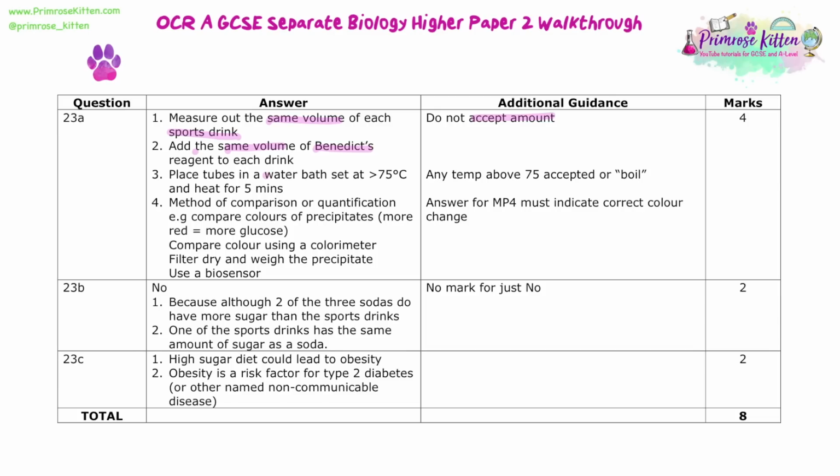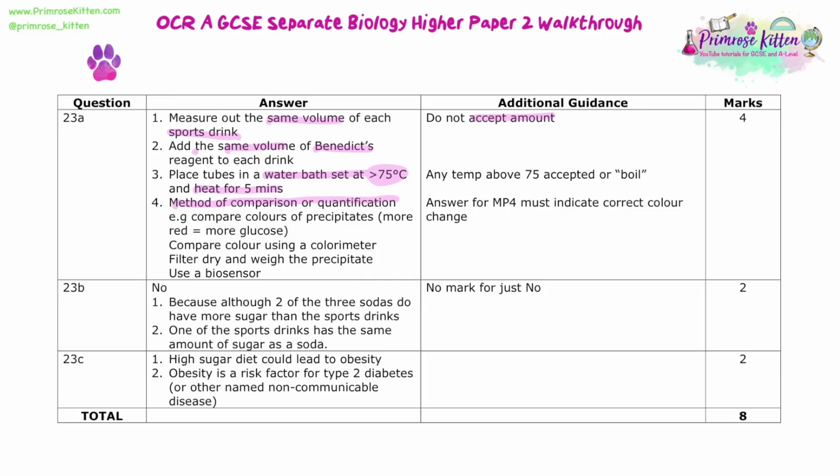Then we get a mark for talking about the water bath at more than 75 degrees. If you said anything above 75, you got the mark. So we said 80, so that's fine. Or the phrase boil, because that suggests going up to 100 or near 100, so that also counts instead of a specific temperature. And then heat for 5 minutes, or you could say boil for 5 minutes, and still get that mark. But all of that, the water bath, the temperature, and the time you leave it in, is for 1 mark. And then the 4th one is a method of comparison or quantification.